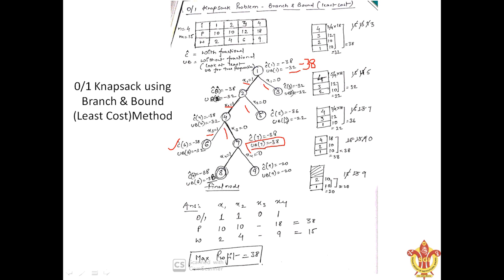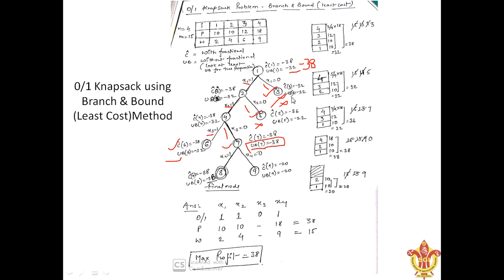What is the cost of this one? Minus 36, larger than this one. We are going to bound this one. When we bound these, it's because these nodes are live nodes. This node is live, this node is live, this node is live, and this node is live currently. So among these 4 nodes, we are going to bound these 2 nodes. We are not going to expand these nodes.